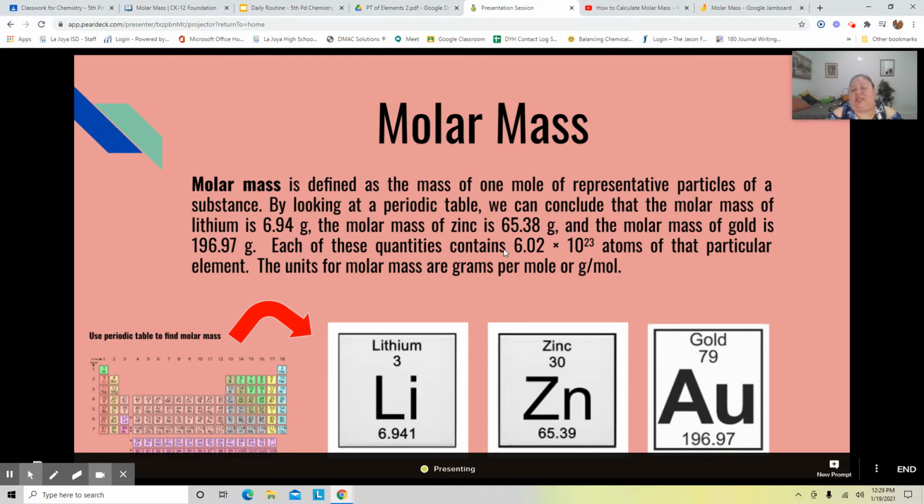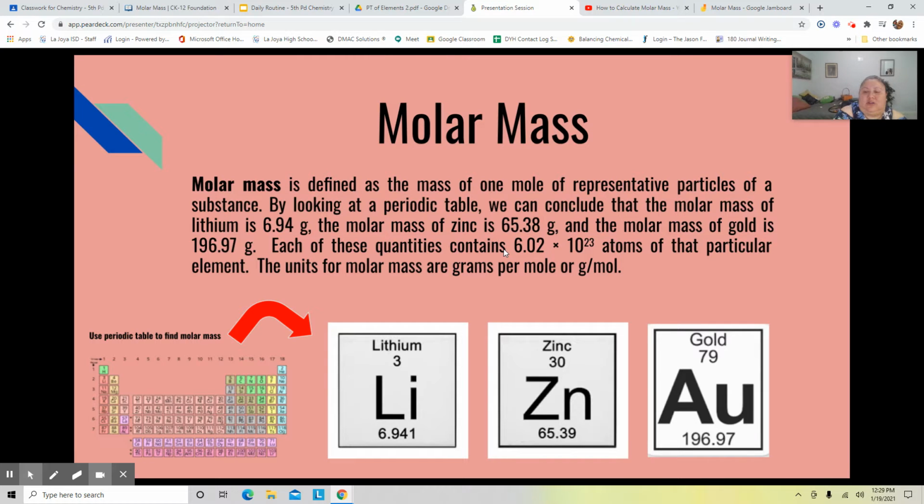Each of these quantities contains Avogadro's number of atoms, 6.02 times 10 to the 23rd of that particular element. So all of these numbers, 6.94, 65.39, 196.97, all of those are equal to 1 mole, which is equal to Avogadro's number. Does that make sense? And don't forget, the units for molar mass are grams per mole or g/mol. All right? So anytime you see these masses, 65.39, you're going to say grams per mole. And you're going to write g/mol.